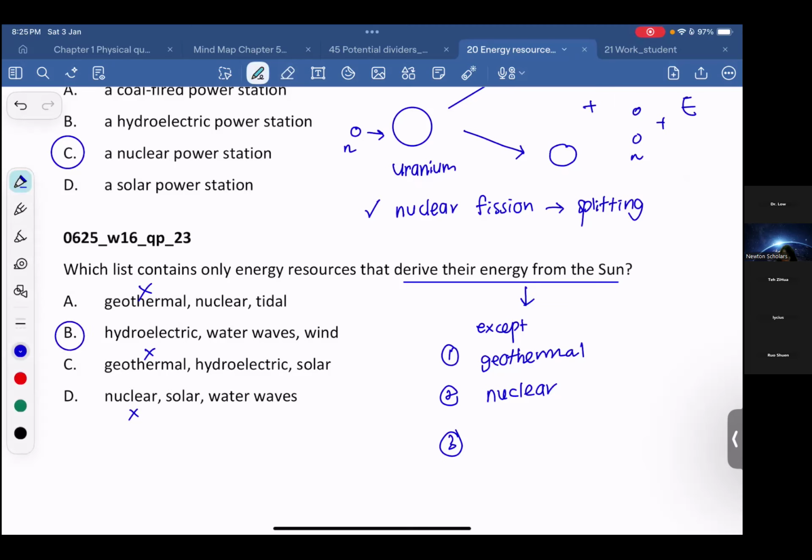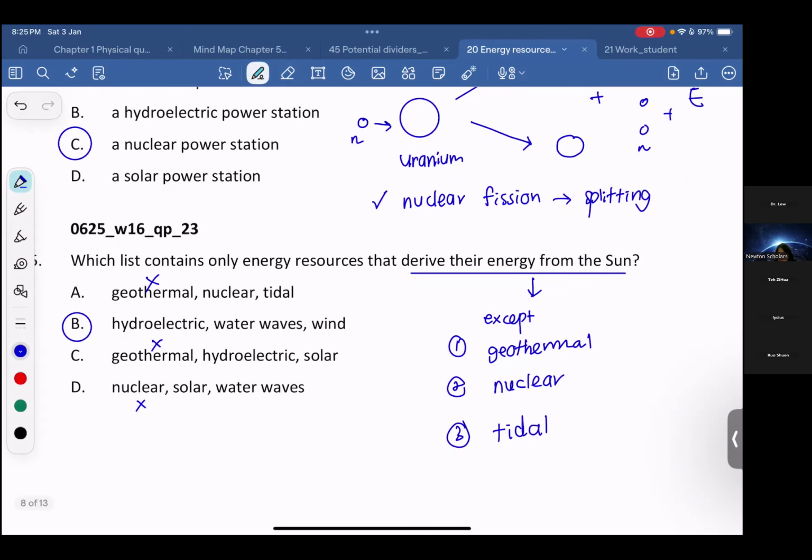One more is called tidal. Tidal is because of the attraction between the earth and moon. Okay, so this one is done. So can we proceed to page number 9?